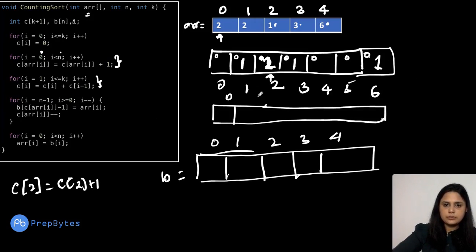Okay, so we have 0, 1, 2, 3, 4, 5, 6. Now for I equal to 0, we will keep it as it is, so it will remain 0. For I equal to 1, it will be c of I plus c of I minus 1. So it's going to be this plus the value that is here. Here the value is 0 only, so it's going to be 0 plus 1. So I put 1 here. So for 2, it's going to be c of I plus c of I minus 1. So it's going to be 2 plus 1. It's going to be 3.